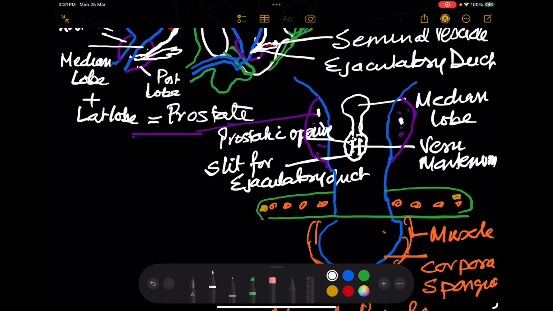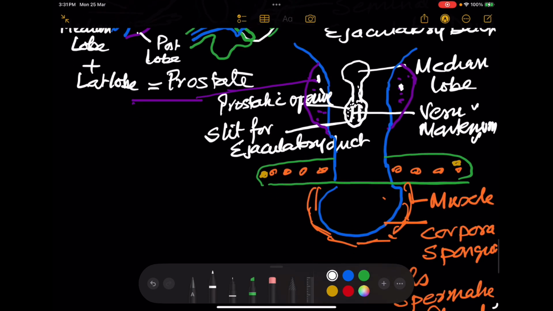This is the posterior urethral crest, which ends in a roundish structure called the verumontanum. This verumontanum has an H-type slit for both ejaculatory ducts, and it has small openings, the prostatic openings, which release the prostatic fluid, which causes the sperms to become active.